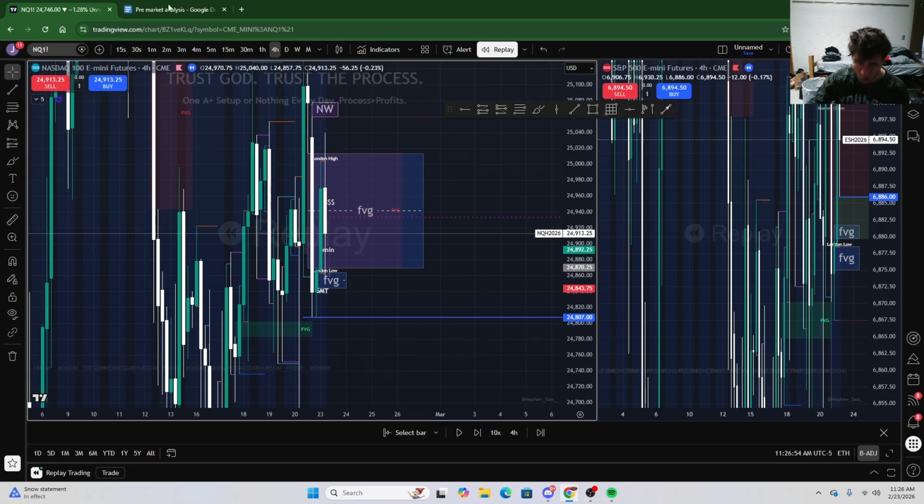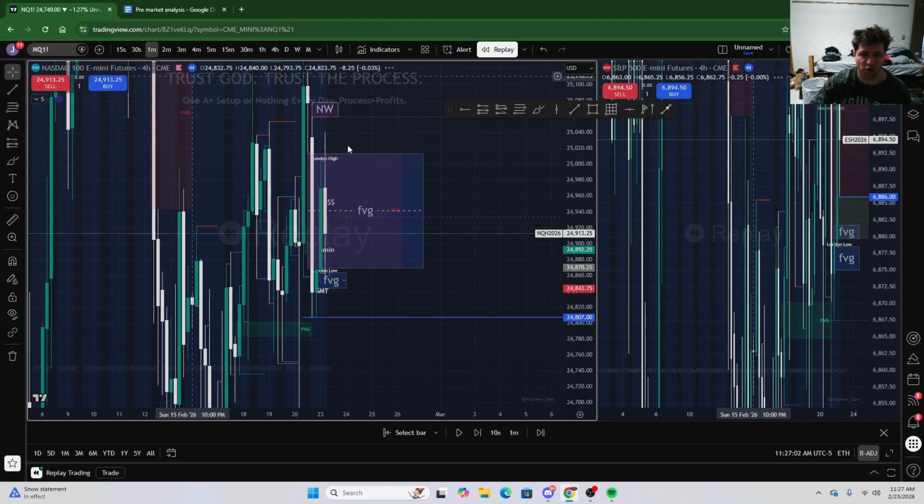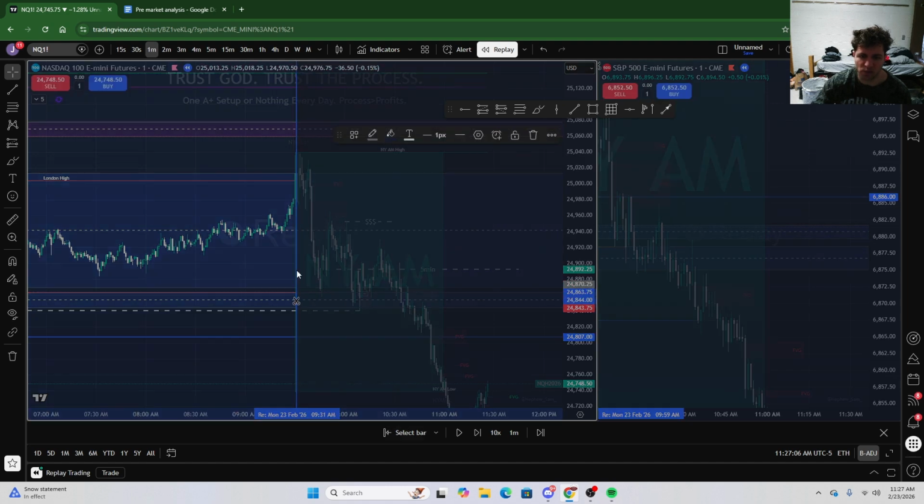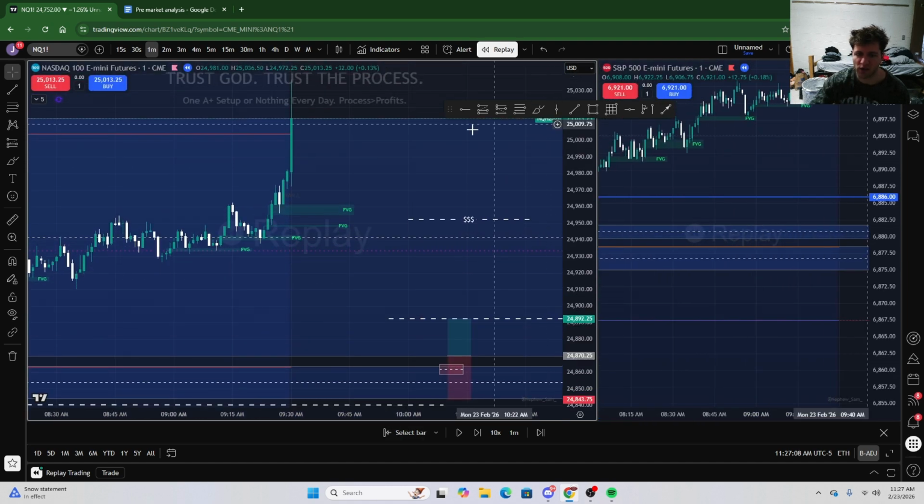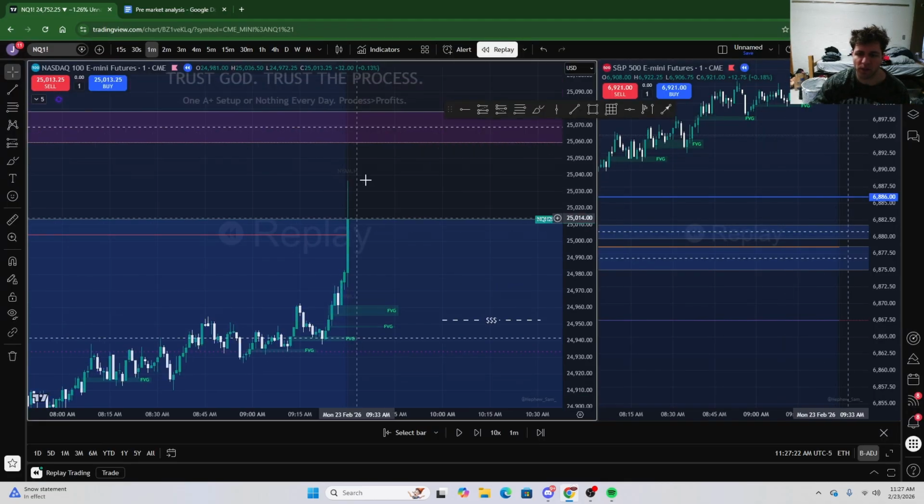So are we going to respect it? I think we will, and we'll be bearish. I said I wouldn't hate a manipulation move at open to sweep London. And what do you know? That's what happened. London was a super obvious draw for opening candle, and it got hit immediately. If I were a scalper or didn't have a set strategy, I probably would have just entered longs at open. But I said longs will only be valid for me if we inverse the 4 hour and displace through London highs, aka if we just kept pumping, which we didn't.